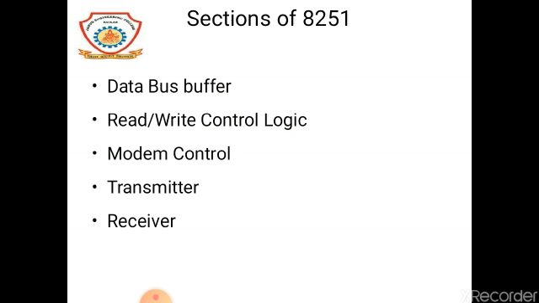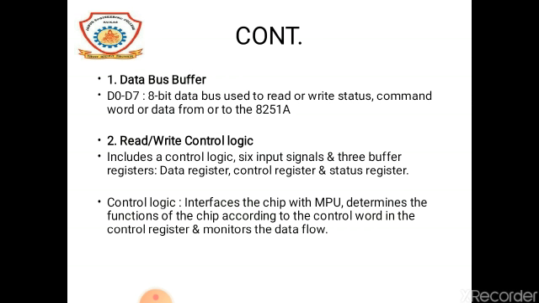Now we will discuss the sections or different parts of the 8251. The different parts are as shown in this slide: data bus buffer, read write control logic, modem control, transmitter and receiver sections. First of all, we should understand the data bus buffer. The data bus buffer is an 8-bit data bus used to read or write status, command word or data from or to the 8251A. Next, read write control logic includes a control logic, 6 input signals and 3 buffer registers: data registers, control registers and status registers.